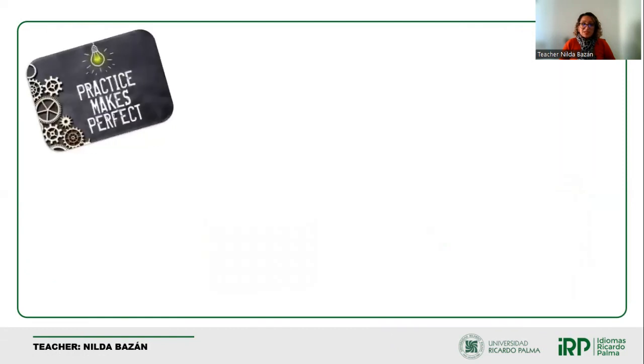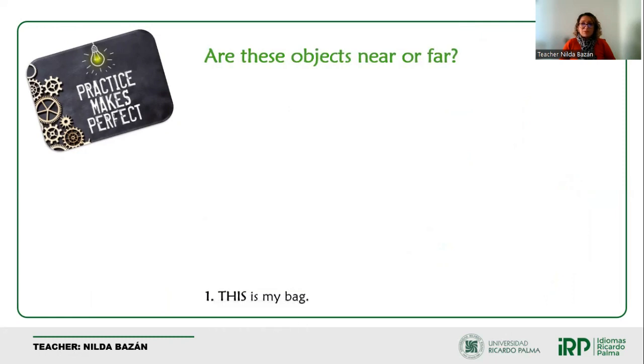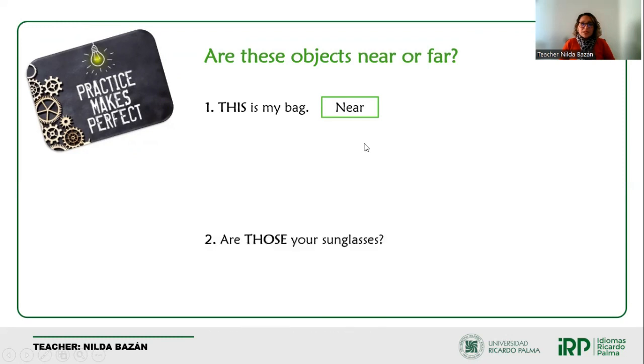Okay, now it's time to practice. What are we going to do now? We are going to identify if the objects are near or far. Look, this is my bag, okay? The object is bag, only one, and we have this. So what do you think? Is the object near or far? Do you remember? Yes, it's near. We use this when one object is near. Great job. Let's see another one.